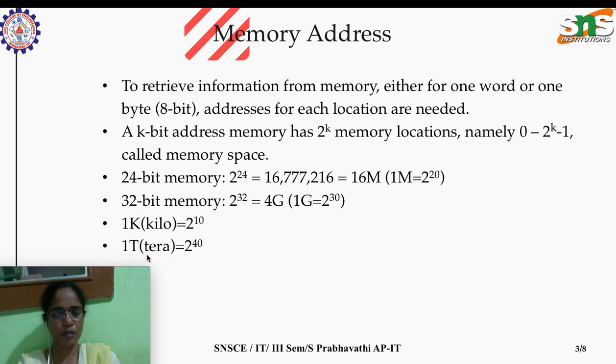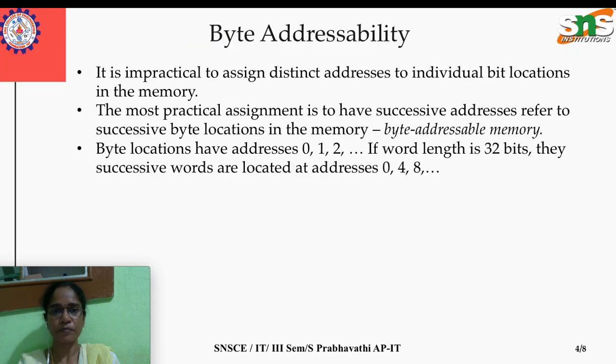And here 1T represents tera. Tera is nothing but 2 power 40. Suppose we have 2 power 41, then that is equal to 2 tera locations, since 2 power 40 is tera and the extra 1 means 2 power 1, which is 2. So we will represent it as 2T. This is about memory address.